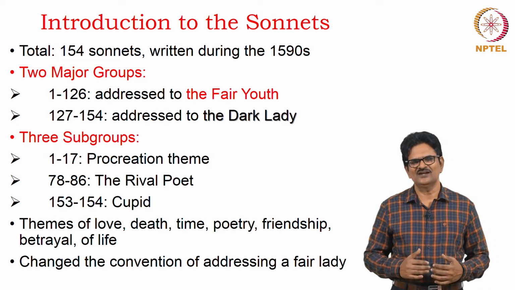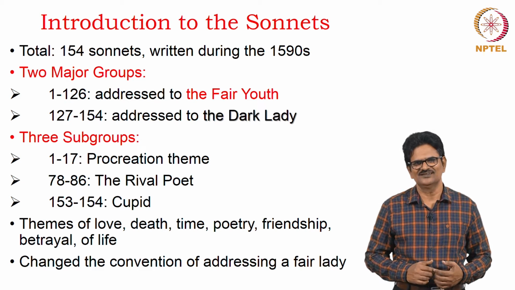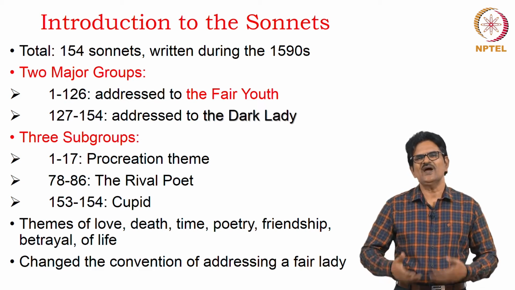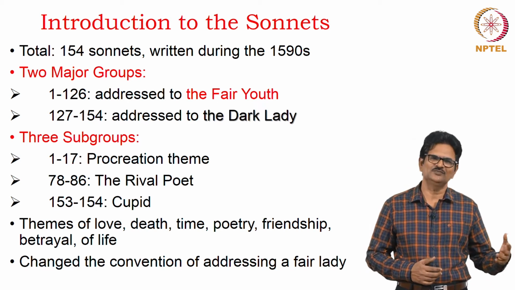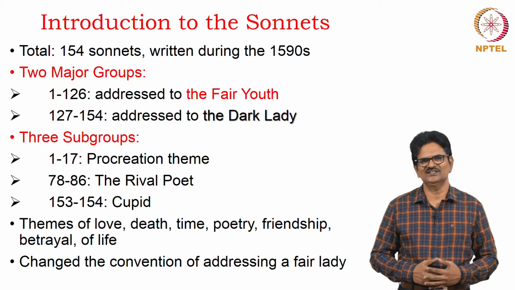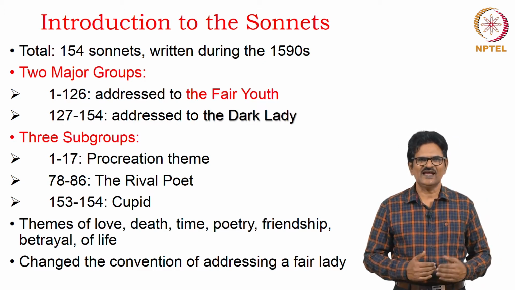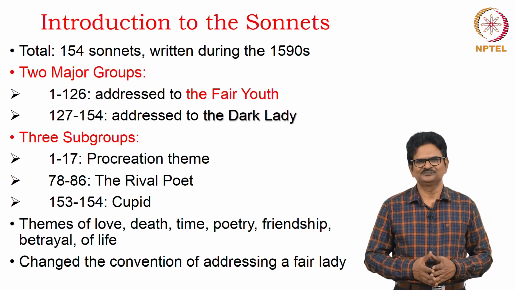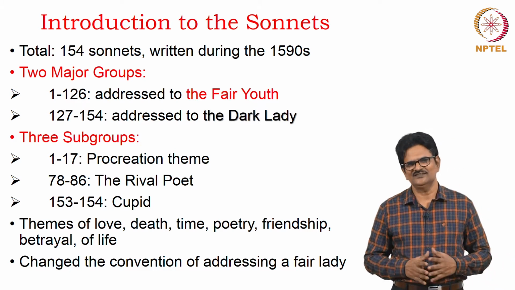We have a young man who does not want to get married. So Shakespeare, that is the poet, requests the young man to get married, procreate, and pass on your tradition, your life to others. We also have another subgroup called the rival poet group, from 78 to 86.